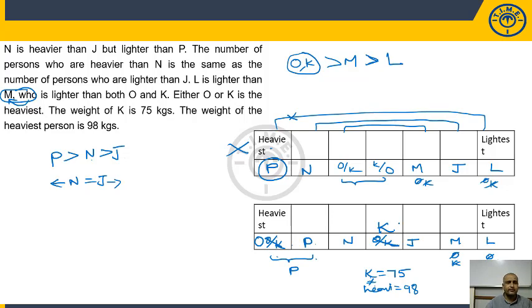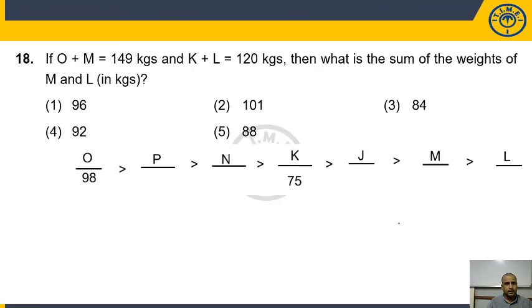It takes a maximum of 1 minute to complete this arrangement. Now let's answer the questions. If we know these two values, O is 98, K is 75. O plus M equals 149, and O is 98, so M will be 51.